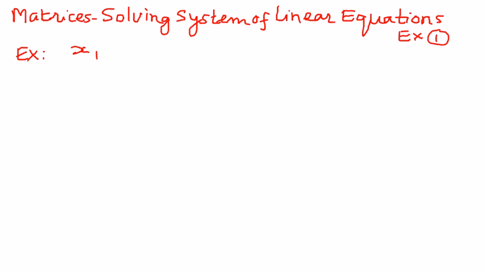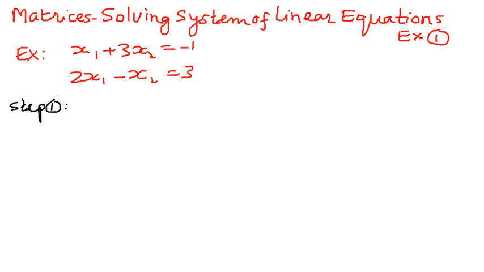x1 plus 3x2 is equal to -1. 2x1 minus x2 is equal to 3. And we want to be able to solve for x1 and x2. The variables here are x1 and x2. Let's break these down into different steps, and we will try to follow the steps to arrive at the answer in a logical manner.